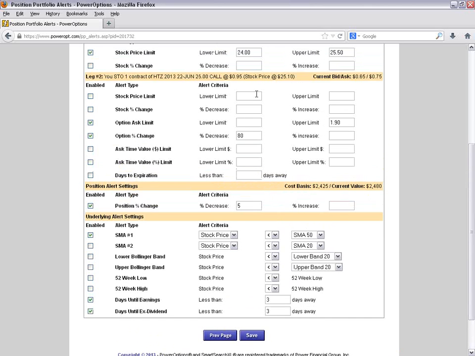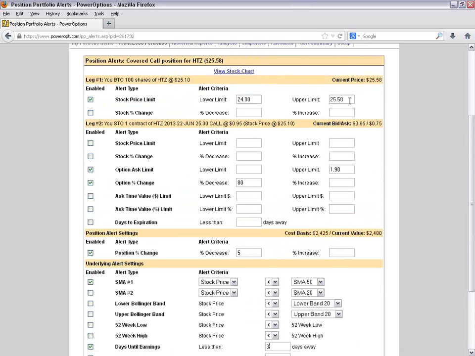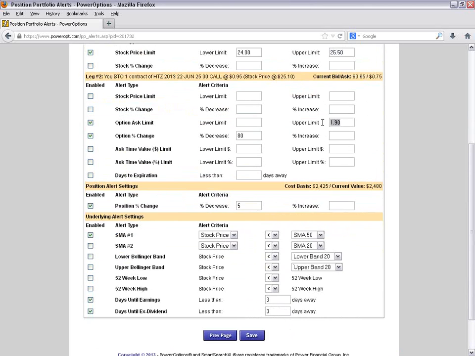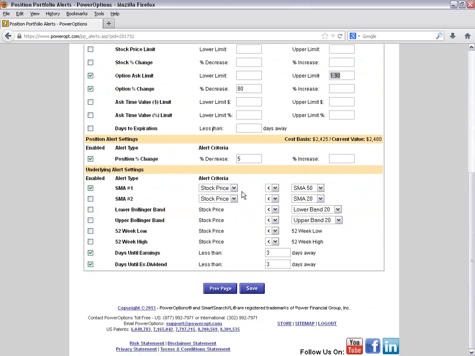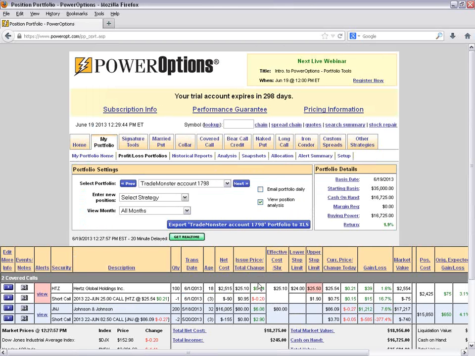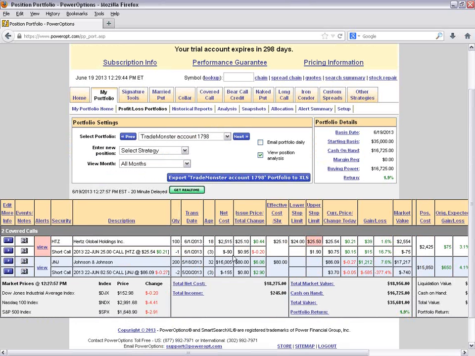Okay? Well, once you make your changes to your alerts, your upper and lower stock limit, upper or lower limit for your option bid price on this covered call, any of the technical criteria you wanted to set, and days until earnings or ex-dividend, then we'll go ahead and click Save. All right, so this will take us back to our profit and loss portfolio, and as we can see now on our HTZ covered call, we do have an alert triggered.